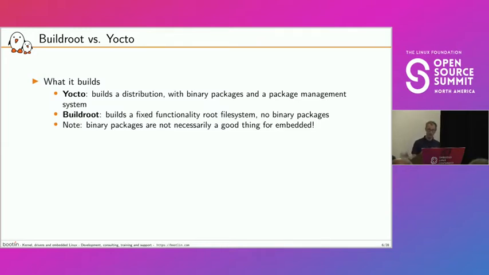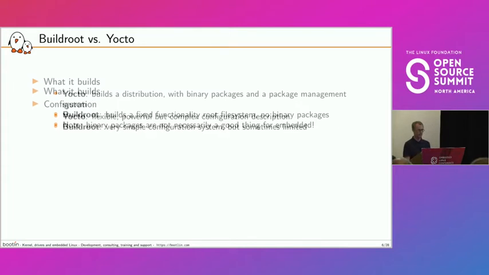Buildroot does not support anything like that. There is no concept of binary packages at all. Buildroot generates a fixed functionality root file system. So it spits out, let's say, a SquashFS image or ext4 image or whatever file system format you like. And there's no package management system built in. And that's kind of a feature. It's the way we think it should be. We don't think binary packages are really needed in most embedded Linux systems. So that's not something that's supported. And that's part of what makes Buildroot somewhat simpler.